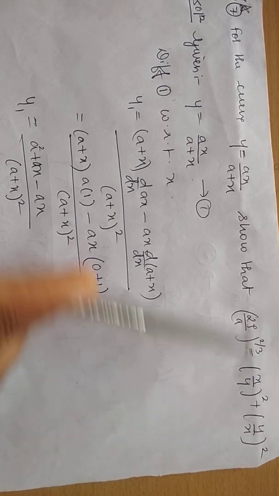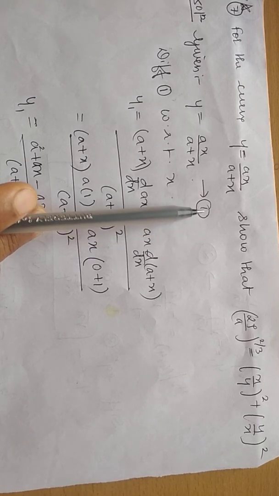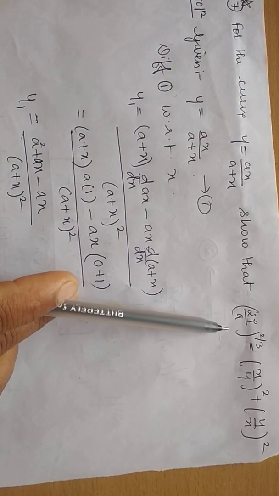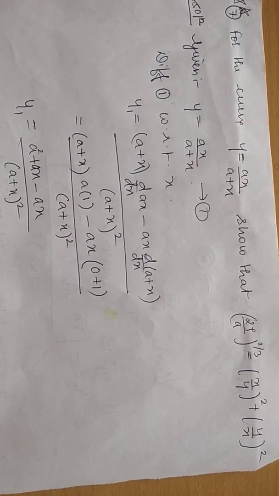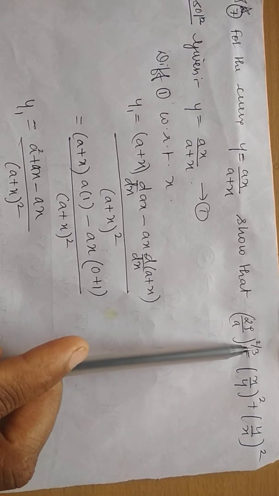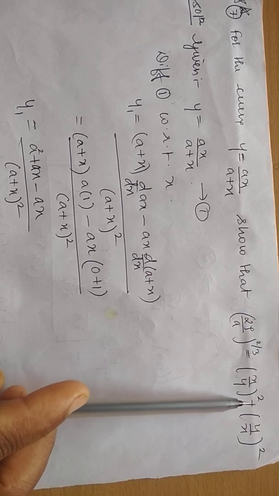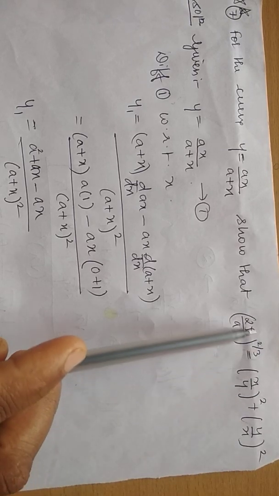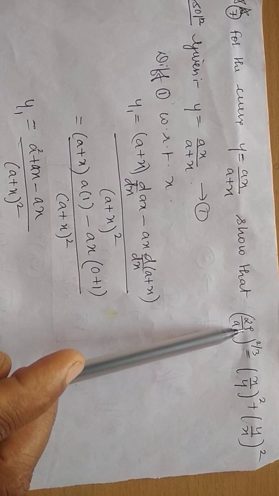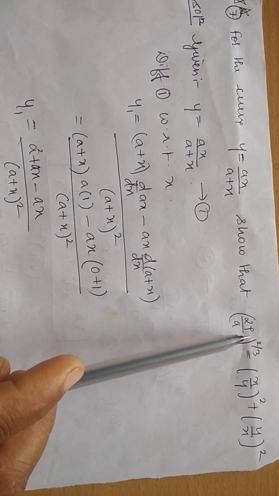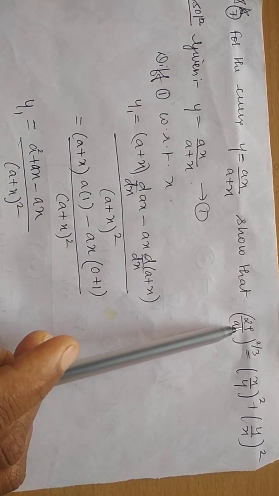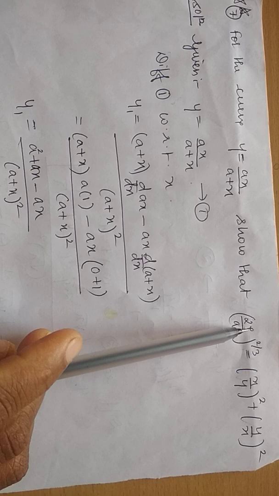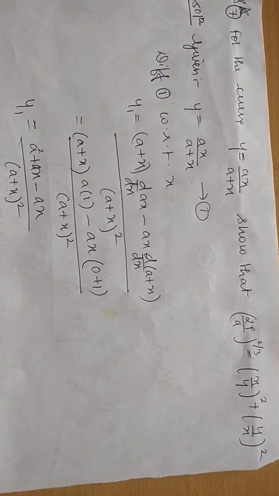If it is not mentioned to find the radius of curvature, how will you understand whether you have to find the radius of curvature for the given curve? To guess, see here: they have asked us to show that (2ρ/a)^(2/3) = (x/y)^2 + (y/x)^2. Here ρ is coming, and ρ represents the radius of curvature. Since the given curve is a Cartesian curve, we have to solve using the radius of curvature formula in Cartesian form, where we require y1 and y2.